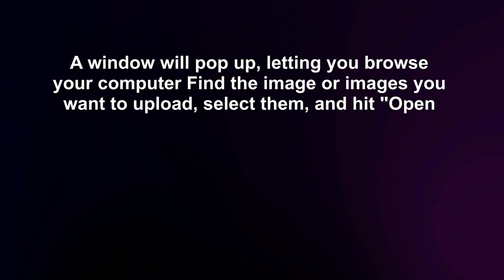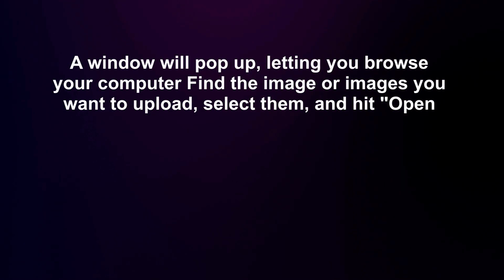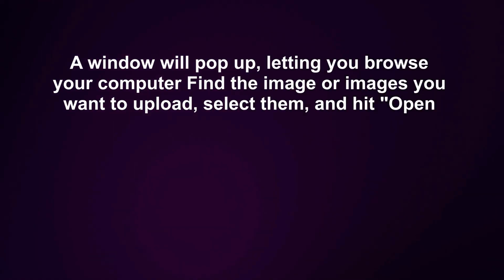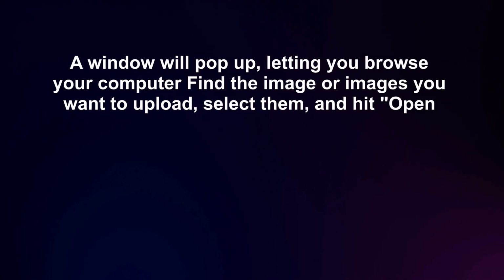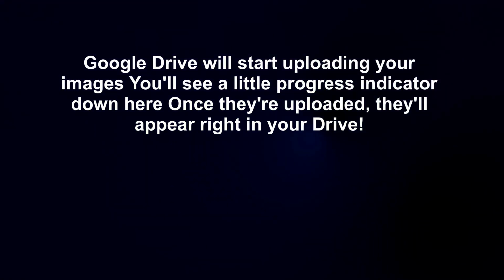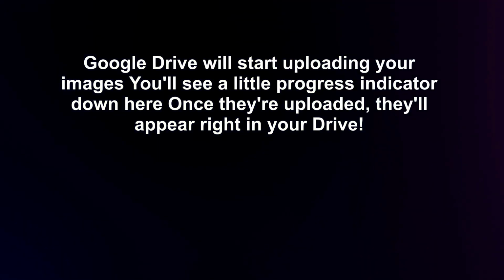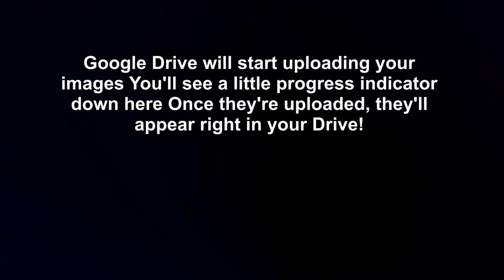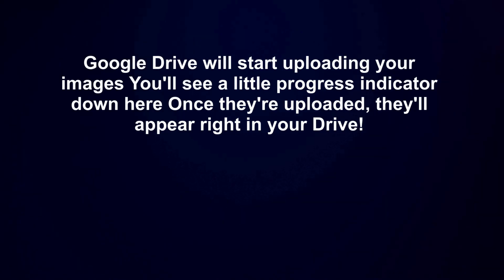A window will pop up, letting you browse your computer, find the image or images you want to upload, select them, and hit Open. Google Drive will start uploading your images. You'll see a little progress indicator down here. Once they're uploaded, they'll appear right in your Drive.